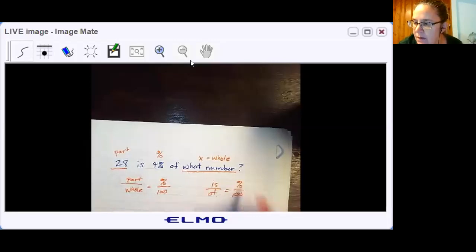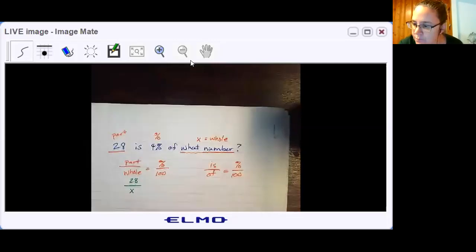Okay. The part that's attached to is goes on top. The part that's attached to of goes on the bottom. Fill it in exactly the same. So now I'm going to fill in my pieces. 28 divided by some unknown is equal to 4%, or 4 out of 100. Now let's cross multiply.